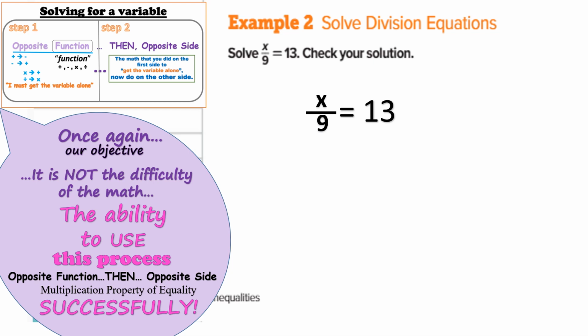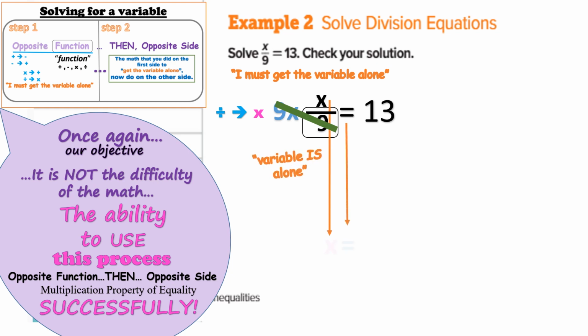So if I am dividing by 9, how do I get my variable alone? I do the opposite of dividing by 9, which is multiplying by 9. So if I multiply by 9, then once again, I don't have to show what that equals. I just cancel it out because it gets rid of it. It gets my variable alone. I bring down my x to my equal sign, and now I do it on the opposite side.